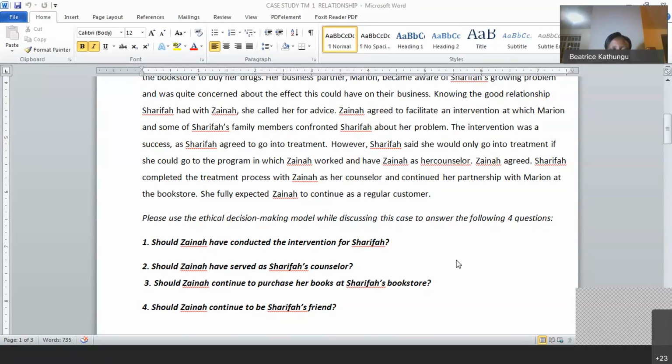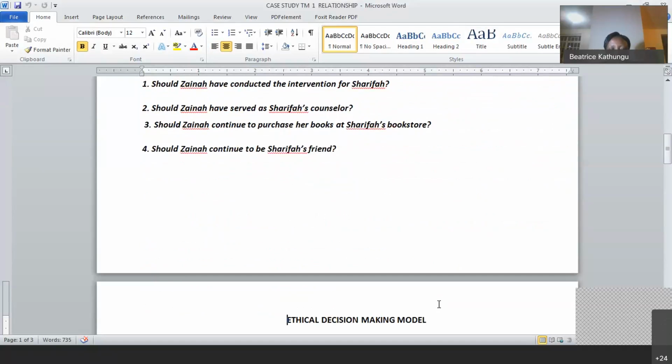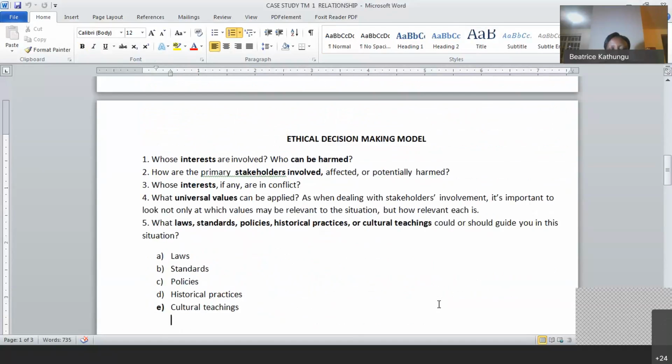Now I want to take you down to the ethical decision-making model. So let's think about this. Whose interests are involved? Very good. And yes, we can have someone else give their opinion. Is there another hand? Jessica? If there isn't, we will allow Fatima to go ahead. I do not see another hand. Okay, please go ahead, Fatima.